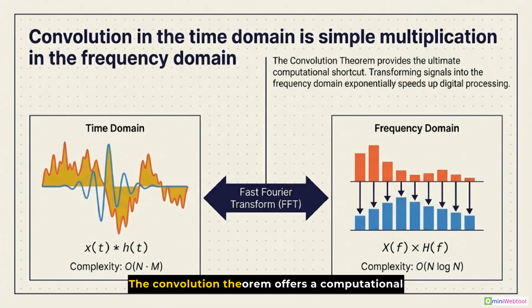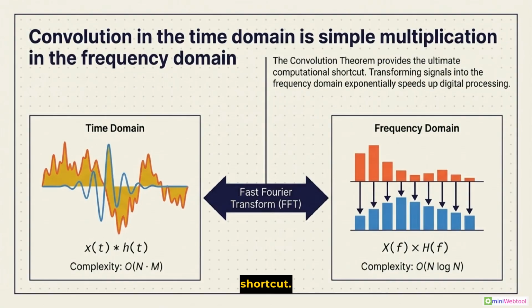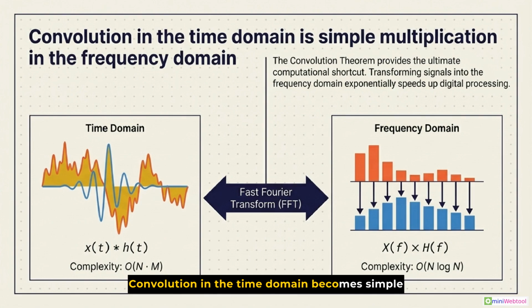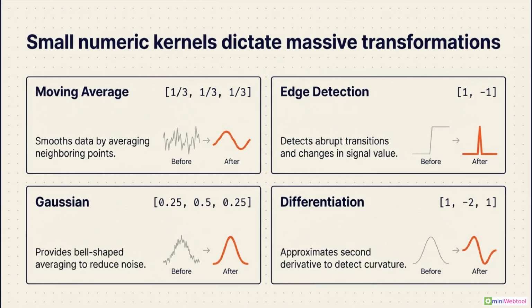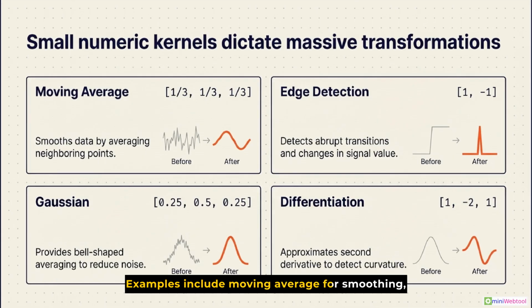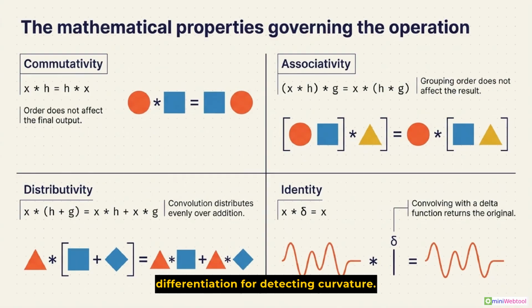The convolution theorem offers a computational shortcut. Convolution in the time domain becomes simple multiplication in the frequency domain, using the Fast Fourier Transform. Small numeric kernels dictate massive transformations. Examples include moving average for smoothing, edge detection, Gaussian for noise reduction, and differentiation for detecting curvature.